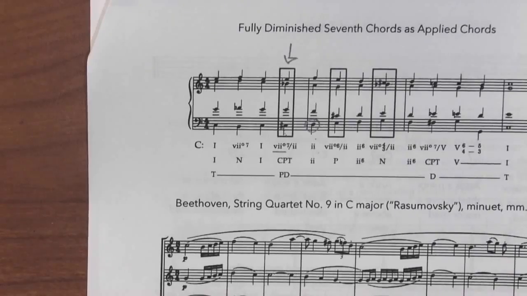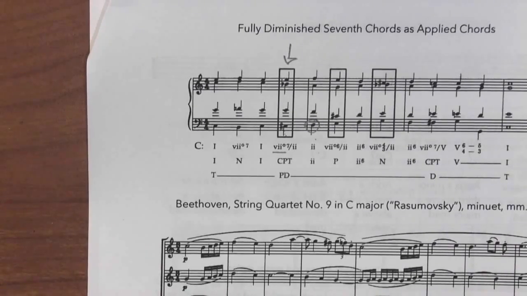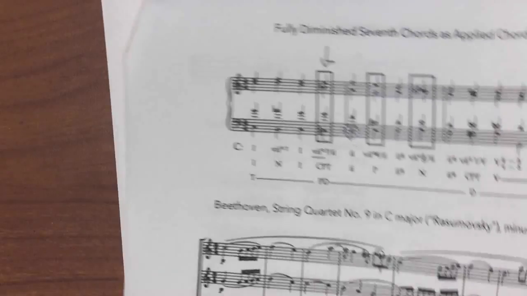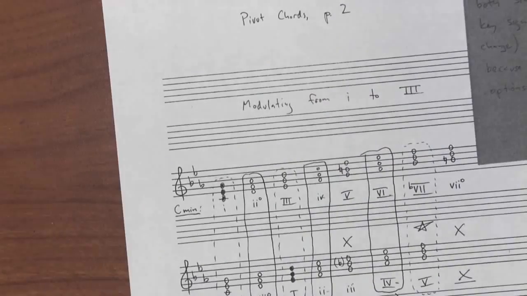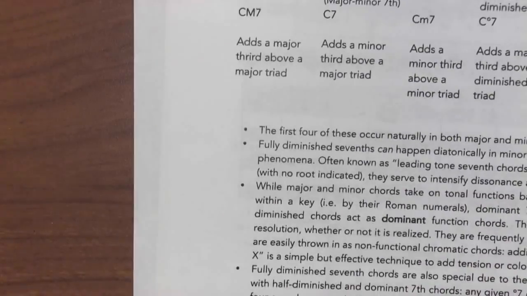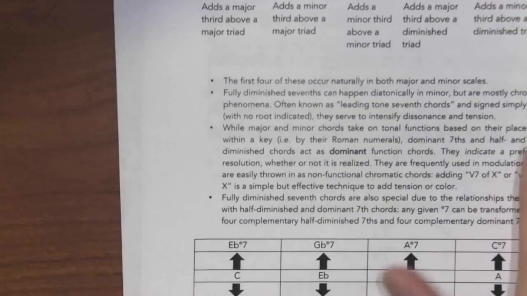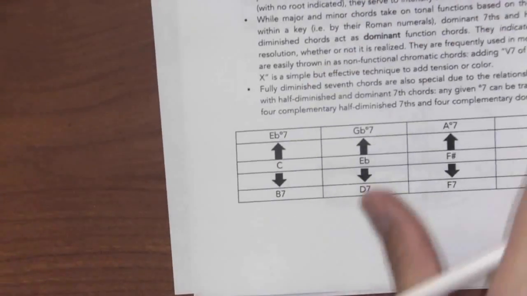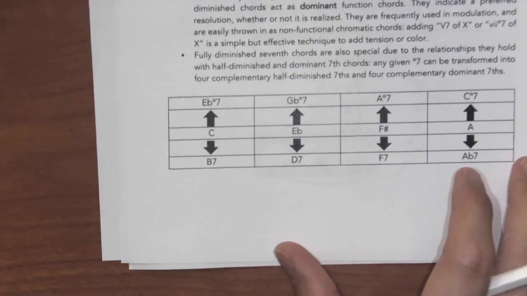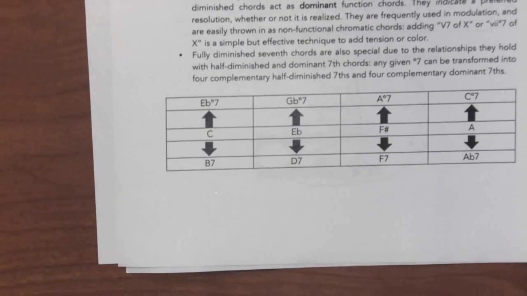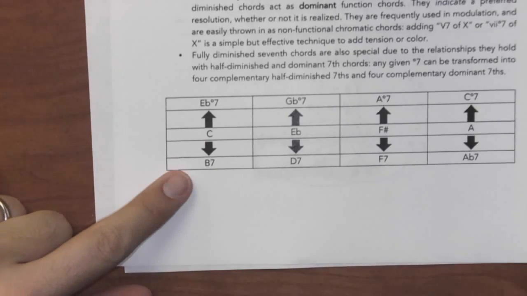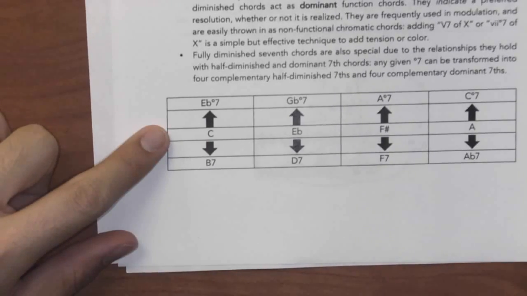So the musical example just shows that a little bit in action. And the back page of this illustrates that principle and another one, which is that fully diminished seventh chords are very closely related to a bunch of other seventh chords. So any fully diminished seventh chord, such as C fully diminished 7, is only a half step away from a B dominant seventh chord.